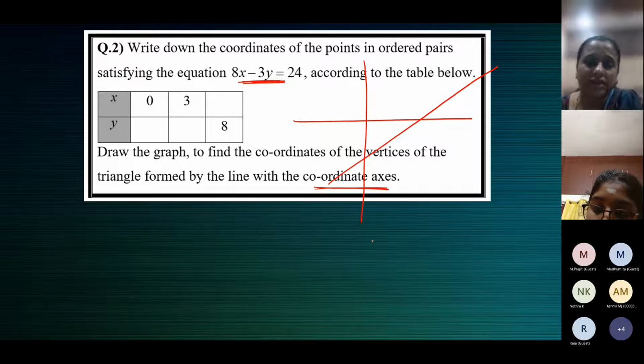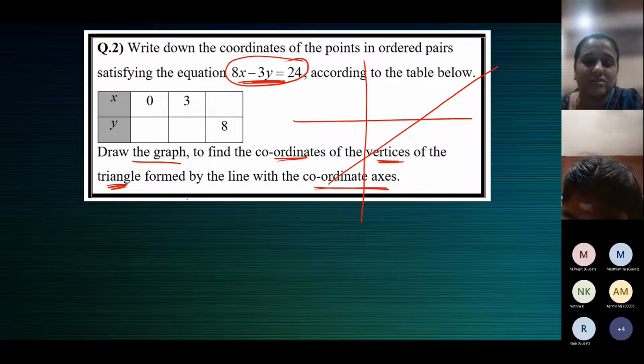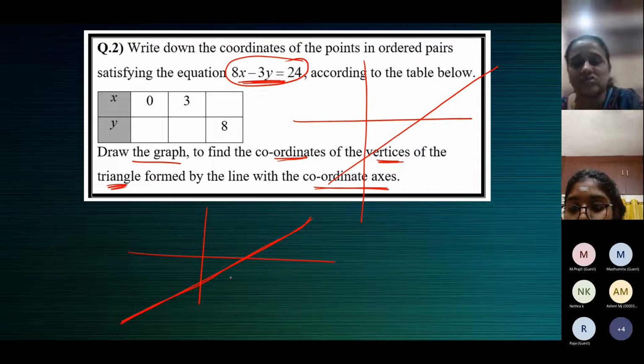Now you have to shade the triangle. You have to first draw the graph, that is, after getting the line for this equation on the graph paper. So draw the graph and find the coordinates of the vertices of the triangle. Triangle means you need three lines. The x-axis is one line, the y-axis is the second line, and the graph line is the third line. So these three lines enclose a triangle.